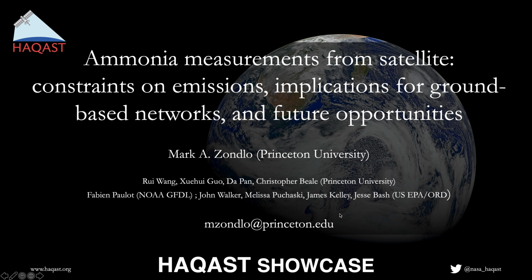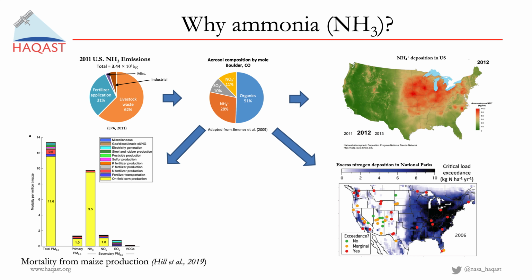So today I want to talk about ammonia measurements from satellite and the new opportunities and discoveries that we've made using this relatively new measurement of ammonia and its importance in aerosol precursors and nitrogen deposition. So ammonia largely comes from agricultural emissions. Most of it comes from livestock waste or fertilizer application.